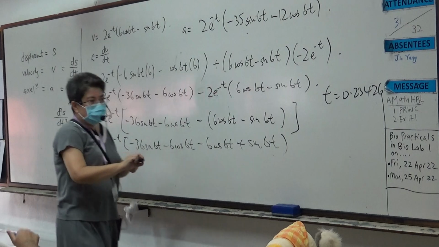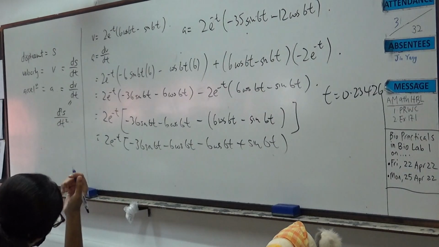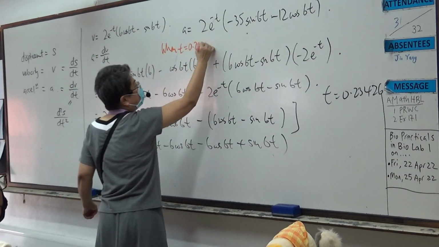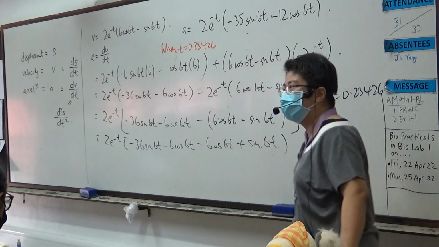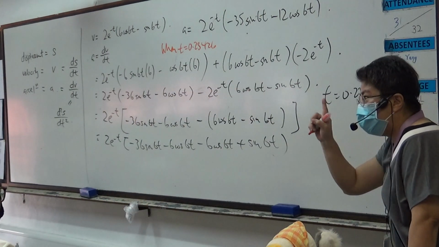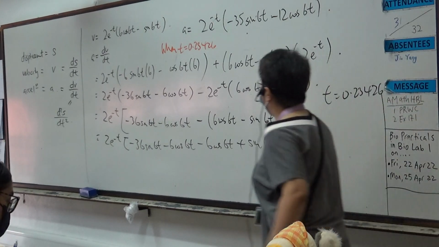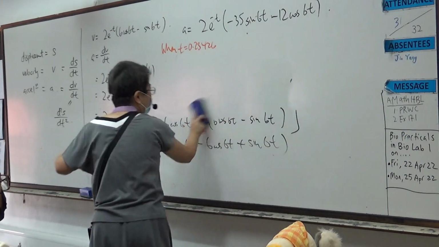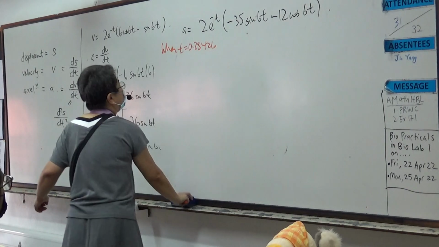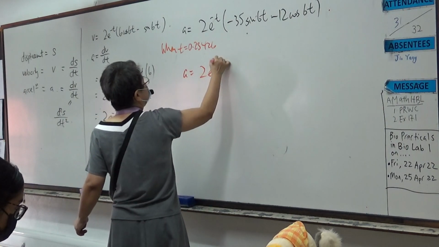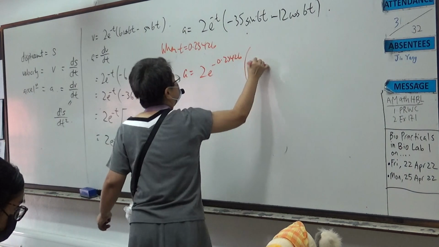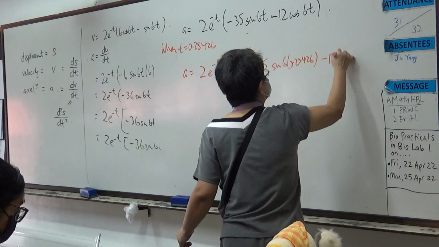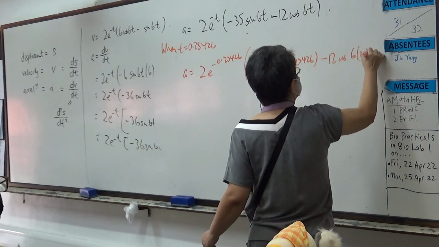So, I will use another color because the whole board is full of rubbish now. So, when t is 0.23426, now how come I must use this? I cannot use 0.234. Working must be 5 from k, remember? Okay, so I will plug in. A will be 2e minus 0.23426 minus 35 sine 6 times 0.23426 minus 12 cosine 6 times 0.23426.